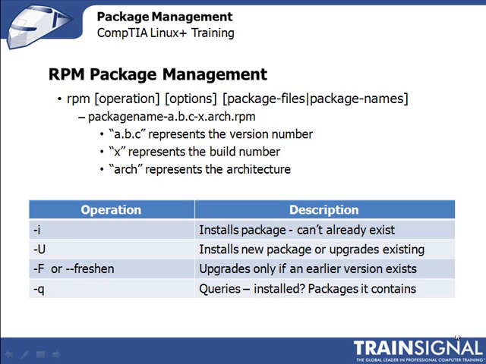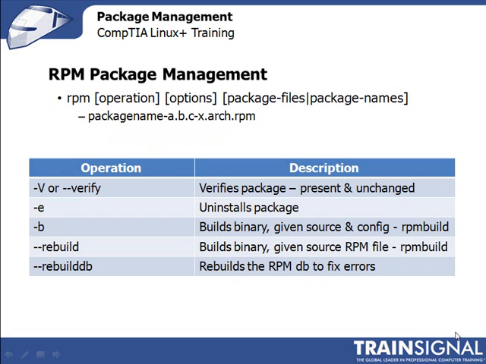Out of this list, I most often use capital I, capital U, and lowercase e. Let's review them. The first action, -lowercase i, installs a package, but it can't already exist. -uppercase U installs a new package or upgrades an existing one. -capital F or --freshen says to upgrade only if an earlier version exists. -lowercase q queries a package to find if it's already installed and what files it contains.